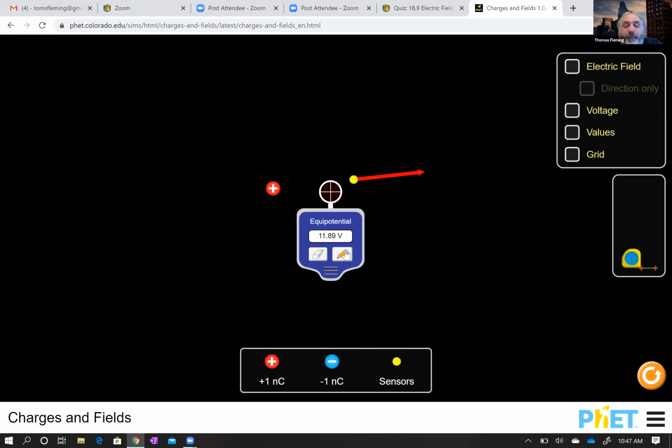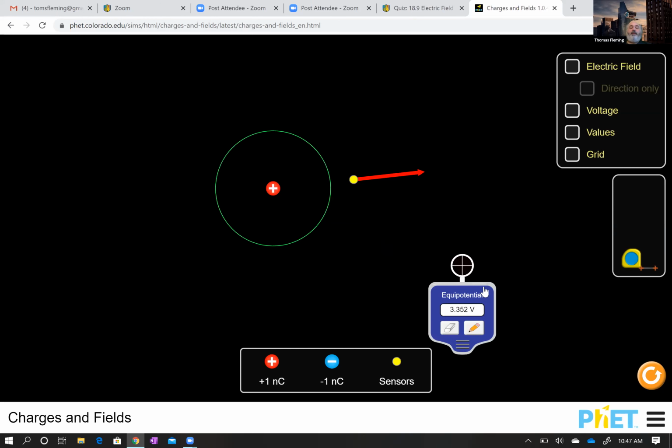If I hit this little button, that little green line is what we call an equipotential surface. And what's happening is everywhere on that green line, the value of V is the same. And you'll notice it's a circle. Why is it a circle? Because everywhere on that circle, the R is the same number.